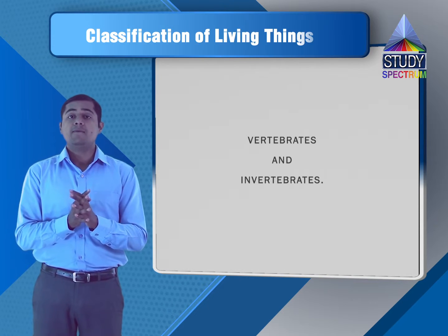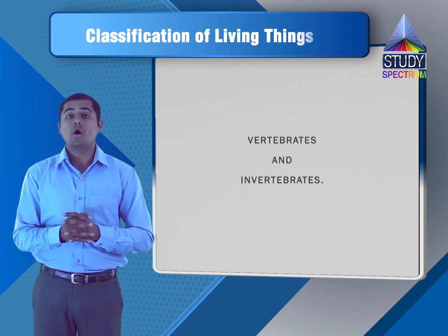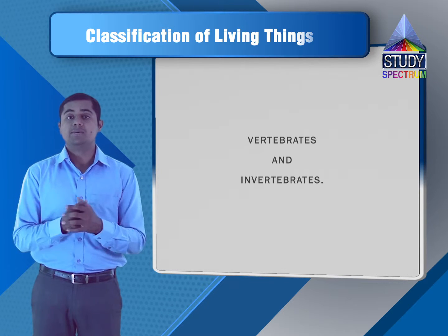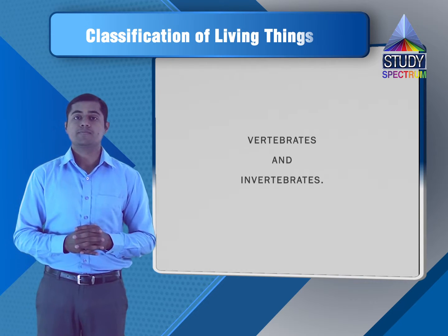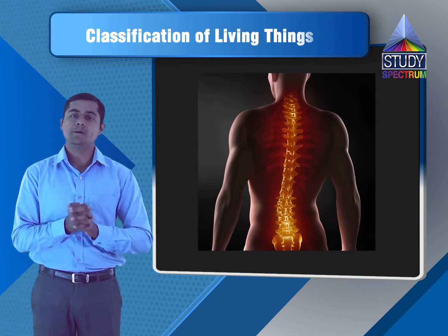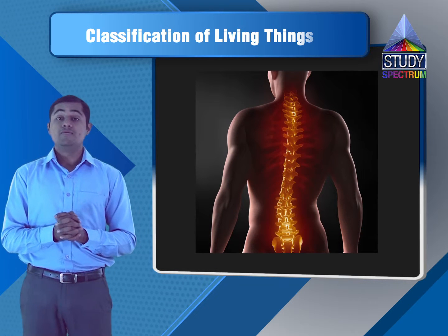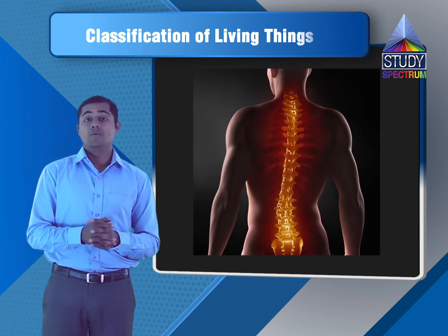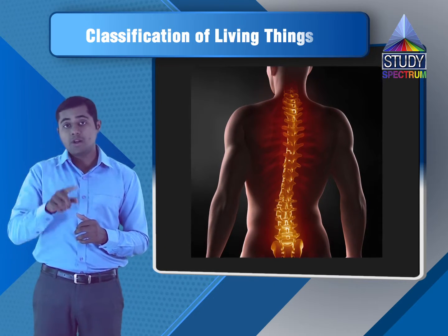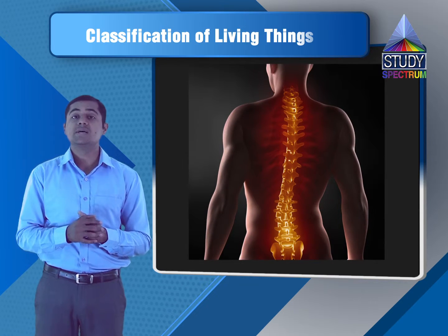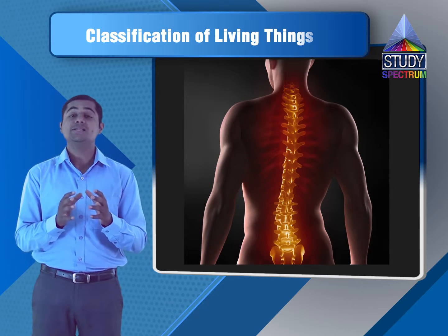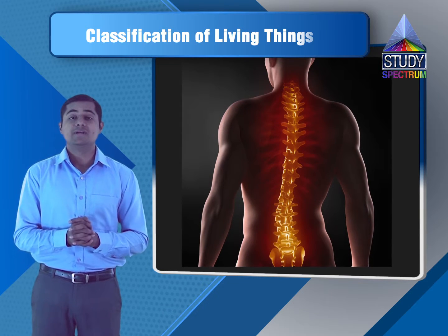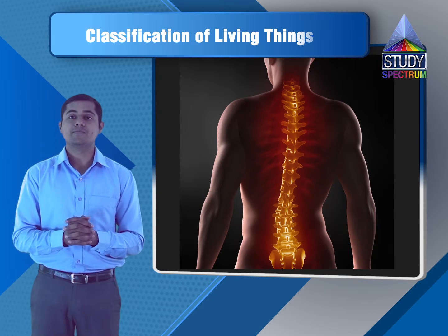Whether they have a vertebral column or not, we can subdivide animals into 2 subgroups, vertebrates and invertebrates. Now, what is the vertebral column? If you run your finger on the middle of the back, from the neck downwards, we can feel there is a chain of bones, right? This is called the backbone. This is the vertebral column.